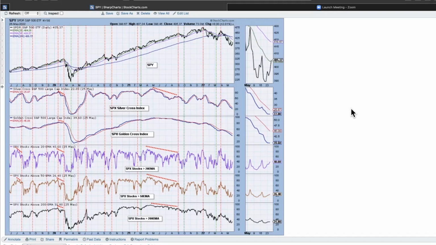count up how many have a golden cross and how many have a silver cross. And it's a really great way to get the bias in the intermediate and longer terms. So let's look at a golden cross, silver cross chart. So here is the silver cross on top and the golden cross on the bottom. And this is being recorded around May 25th. So that gives you all of that information.